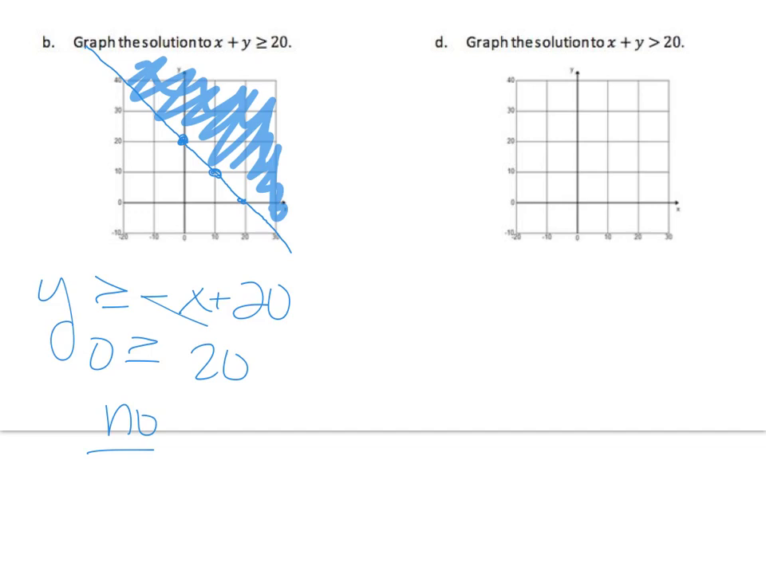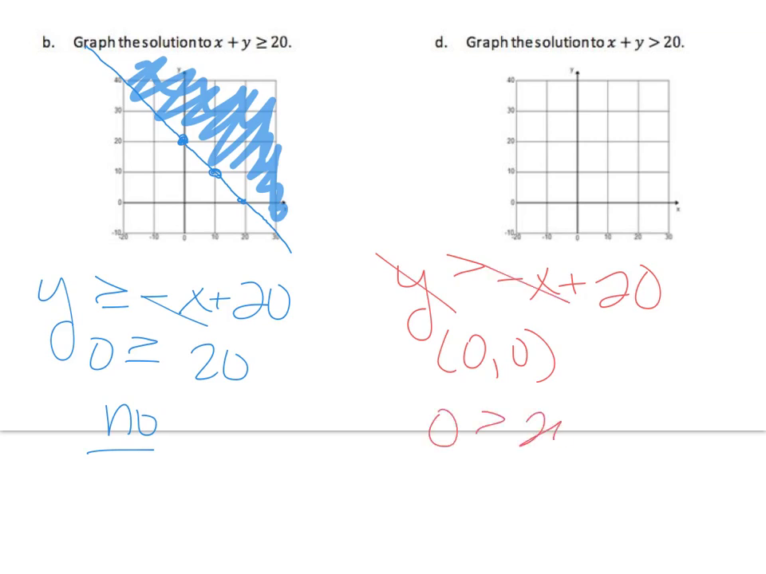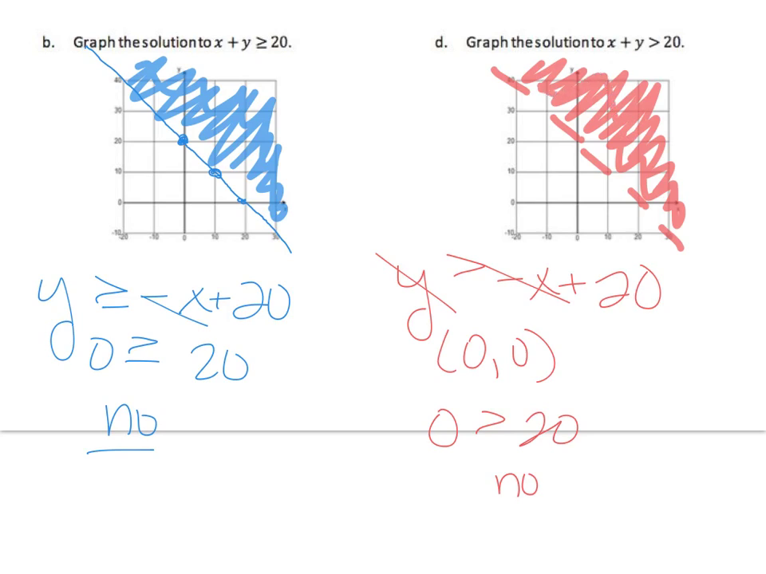And the last one on this slide, slope-intercept form, just subtract x from both sides, test my point 0, 0. Is 0 greater than 20? No, it's not. So let's plot it. Here we're doing the dashed line, and we're shading where the 0 is not in the shaded area. The 0 is not part of the solution. Very cool.